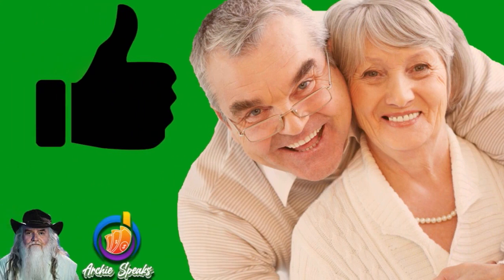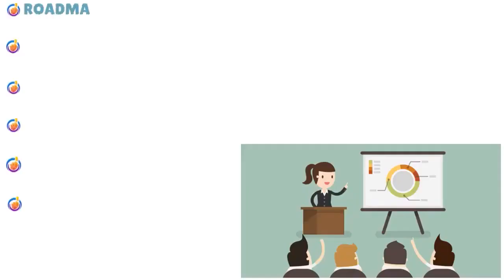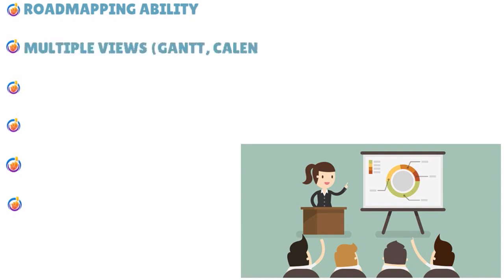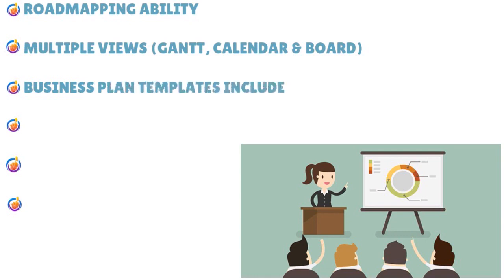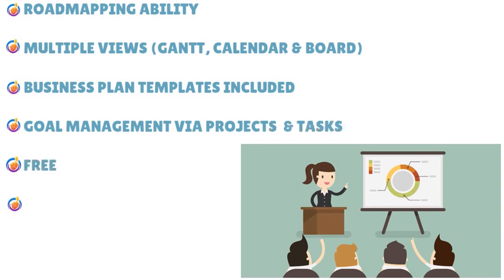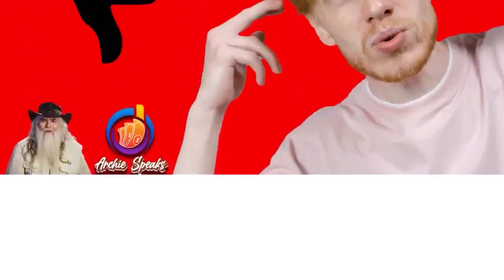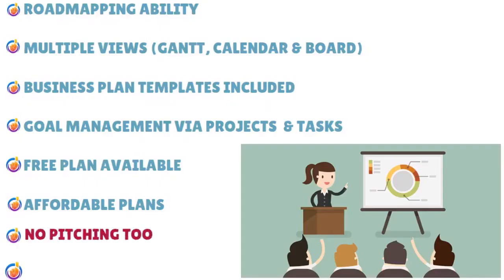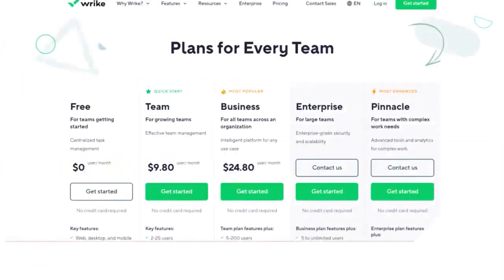So here are the pros and cons of Wrike. The pros: you have road mapping ability, which is really great from an investor pitch deck perspective. You have multiple views, like calendar and board. This is kind of cool also. You have investor pitch deck templates, and you have goal management via projects and tasks, and you have free plans available and affordable plans also. What about the cons here? No pitching tools, no financial tools. And so here is the pricing for Wrike as of the date of this show.